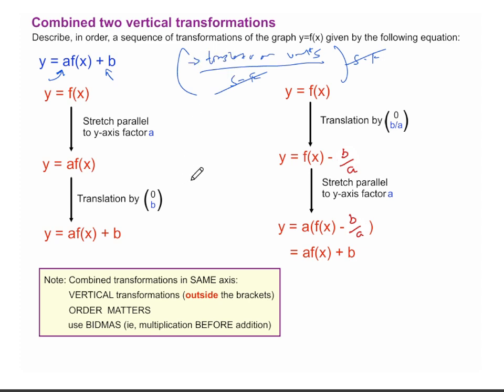And you will get the original translation units that you want, which is what happened here, right? You translated by b over a because a was your scale factor. And then you would multiply by that same a at the end, and so these would cancel out, right? And obviously the a goes to f of x as well. This is how you can switch them around. But the better way is you would start off with the stretch, then go to your translation because of BODMAS. You always multiply before you add.